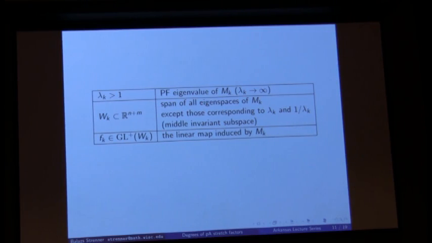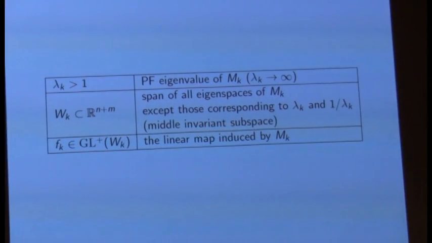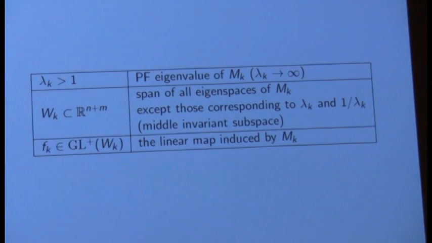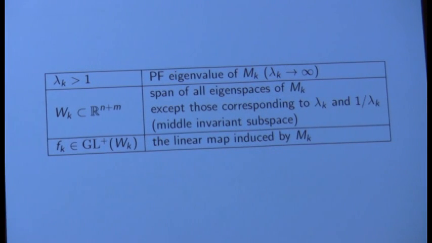But what I do is I take all the other eigenvalues of the matrices MK and just look at the span of their eigenspaces. So all other eigenvalues lie in the annulus between 1 over lambda k and lambda k. I call this the middle invariant subspace of MK. This is a codimension 2 subspace of the Euclidean space. And then these are invariant subspaces, so there's some induced map by the matrices MK on these subspaces.